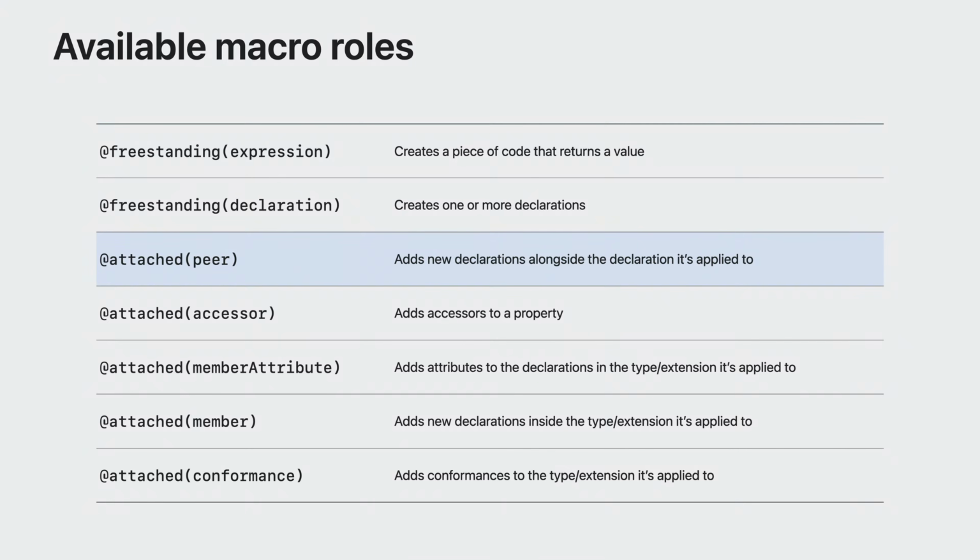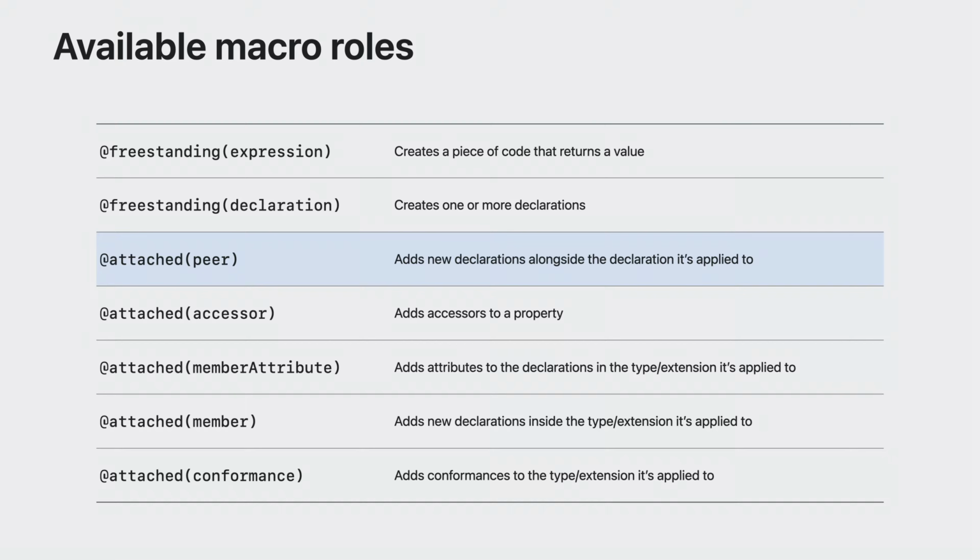So far, we've only looked at freestanding macros. Now let's move on to roles for attached macros. Attached macros are, as the name suggests, attached to a specific declaration. That means they have more information to work from. Freestanding macros are only given the arguments they're passed, but attached macros can also access the declaration they're attached to. They often inspect that declaration and pull out names, types, and other information from inside them.